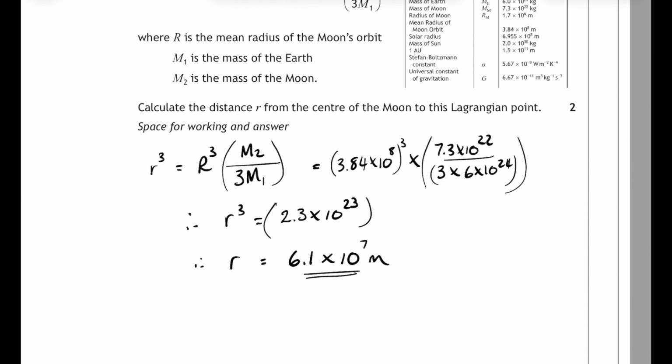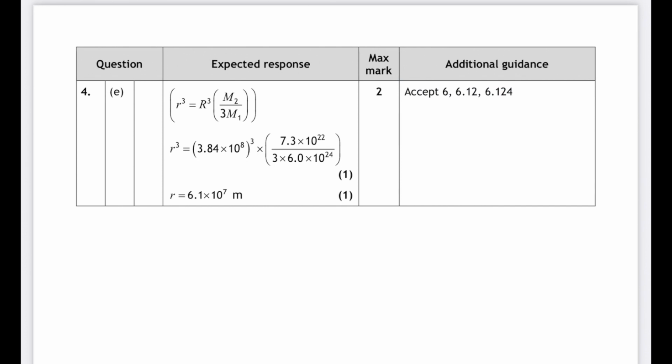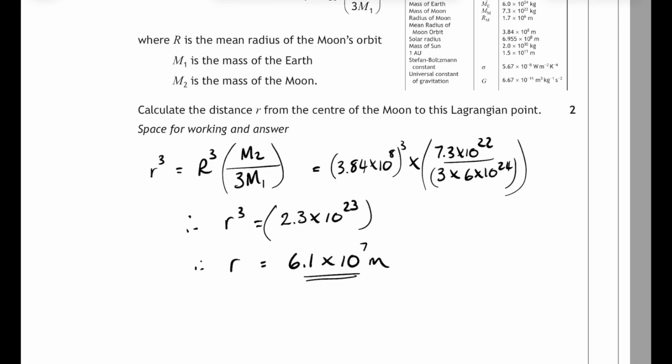Let's check that on the MIs. It's only 2 marks, so 1 mark for subbing everything in and 1 mark for the final answer. There is no mark for working out r cubed. In fact, it's not even shown on the MIs. I'd be tempted to rub that out. Don't even show that line. That's the line you could go wrong with intermediate rounding or incorrect rounding. So, get into the habit of relationship, substitution, final answer with the correct unit.